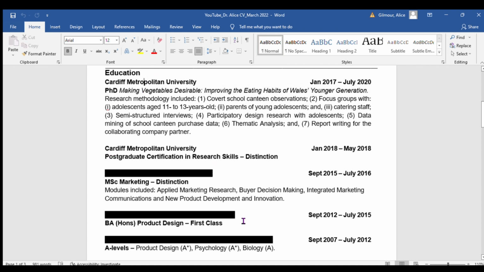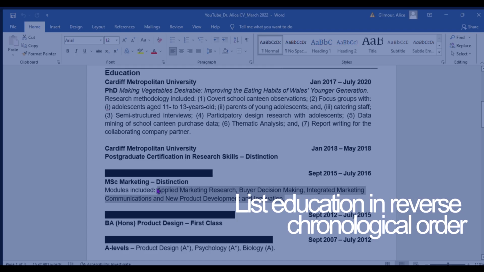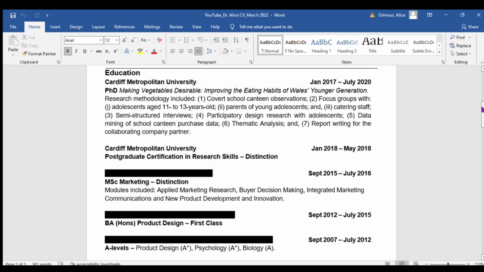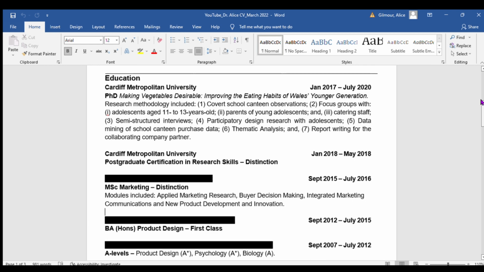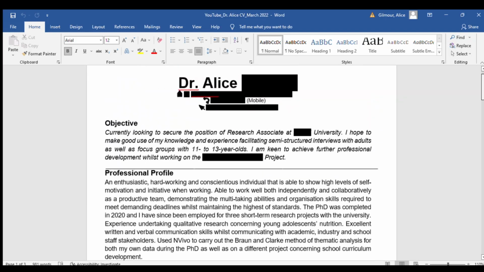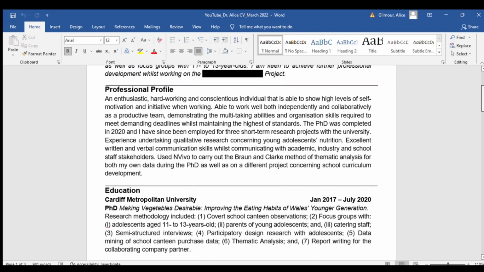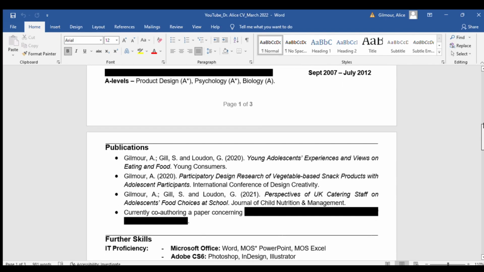So for the Masters I have included what degree it was, so it was a marketing degree and I got a distinction, and then I've also written down the modules. Same thing for the product design, I haven't included the modules because that's not really relevant. And then maybe you don't include your A-levels, particularly for me because it was 10 years ago, but because this is sort of like social sciences, and a lot of the jobs I was applying for were social sciences, I thought it was good to include this psychology A-level being A star.